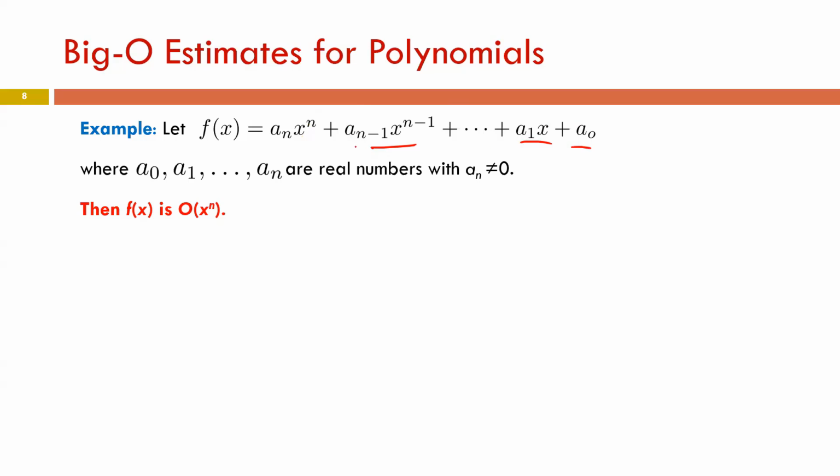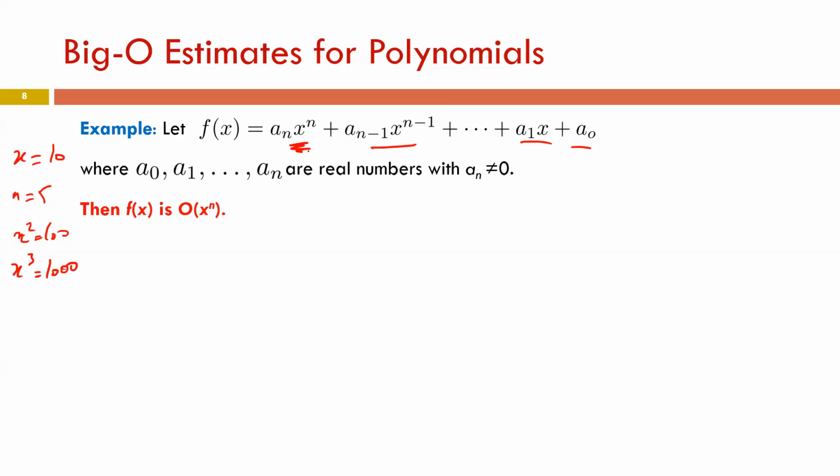For example, if x is 10, x squared is 100, which is much larger than x. x cubed is 1000. So we can neglect the quadratic terms with respect to cubic terms. So the leading term gives us the speed of the blow up of our function.